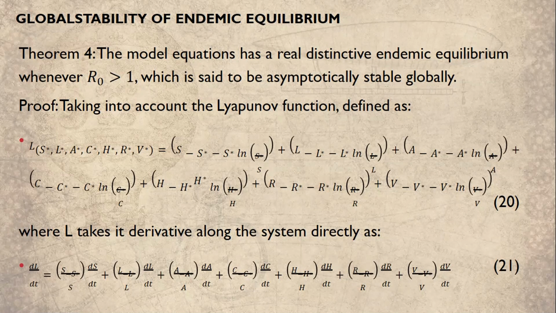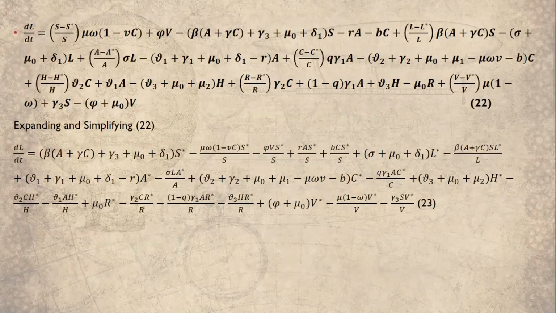And we're going to take the derivative along that line so that we have (x minus S over S) dx/dt plus (L minus S star over L) dx/dt plus (A minus A star over A) dx/dt plus (V minus V star) dv/dt, as stated in equation 3. When we expand and simplify, we have beta A minus beta into A plus gamma C plus gamma 3 plus mu naught beta 1 x star minus mu naught this, which is in our equation 23.